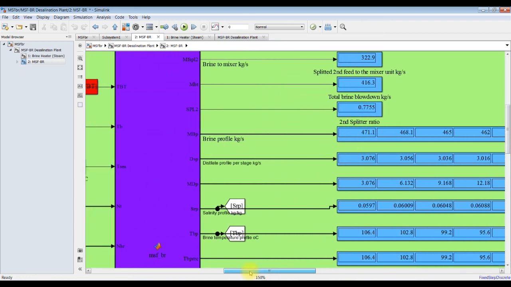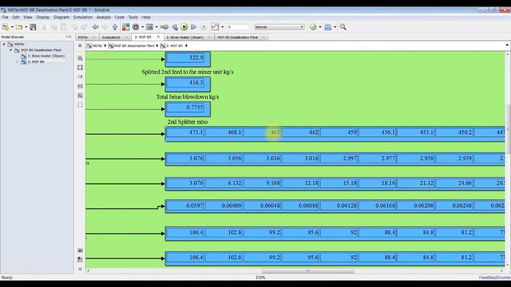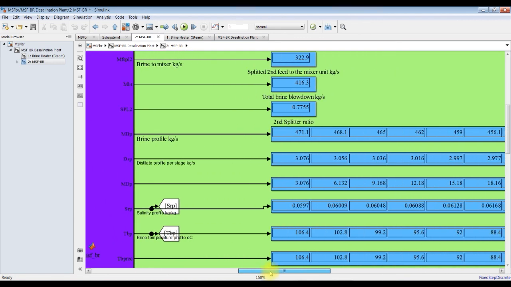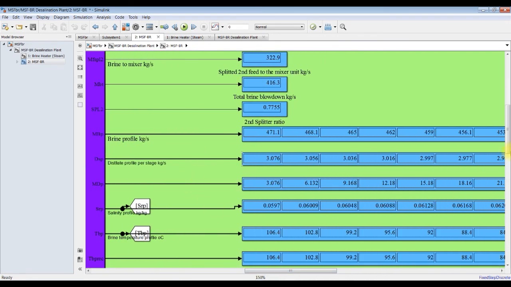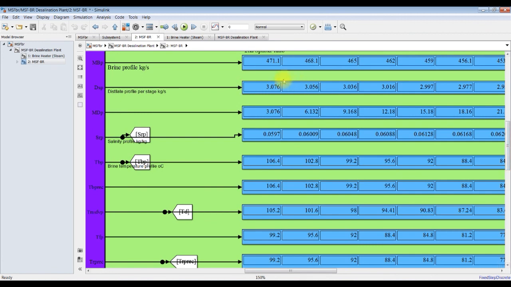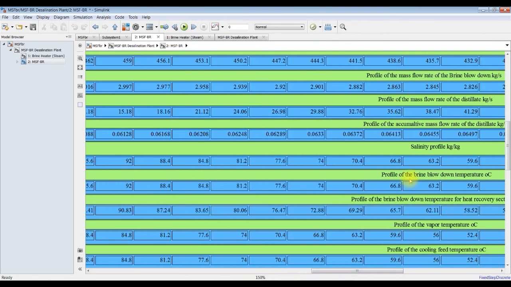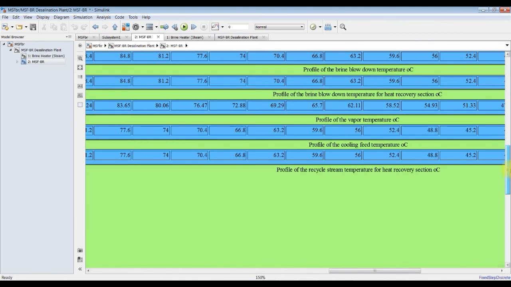And you can discover your brine profile. As you can see, this is a brine profile, stage by stage. This is a gradual decrease of brine: this is the first stage before entering the brine heater, after the brine heater, and this is the last stage. For the distillate profile, we have here the total distillate profile, accumulation, this is accumulated distillate, and this is the salinity profile for blowdown, and so on.